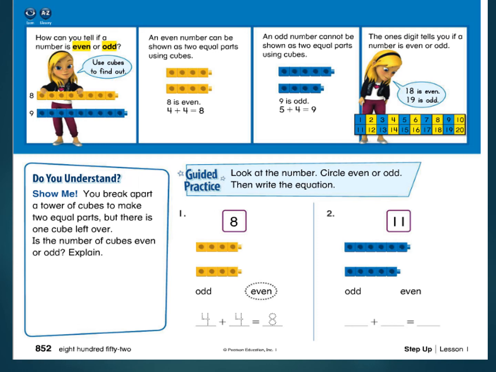Now number 2. Is 11 an odd or even number? Well done, 11 is an odd number. And how many cubes in the first row? 6. And how many cubes in the second row? 5. 6 plus 5 equals 11.